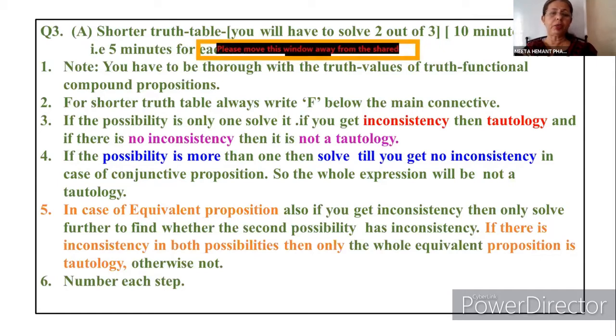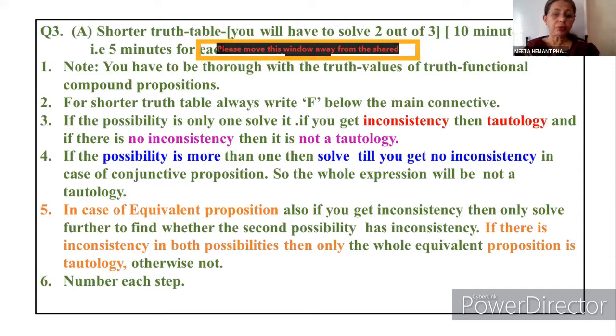But if you do not find any inconsistency, that means you do not violate any rules of logic, that means your assumption is correct and the statement form is not a tautology. Now, if the possibility is more than one, then what are you going to do? Solve it till you get no inconsistency, till you get correct. In the case of conjunctive proposition, you have more than one possibility. So if you get no inconsistency, then the whole expression will be not a tautology.